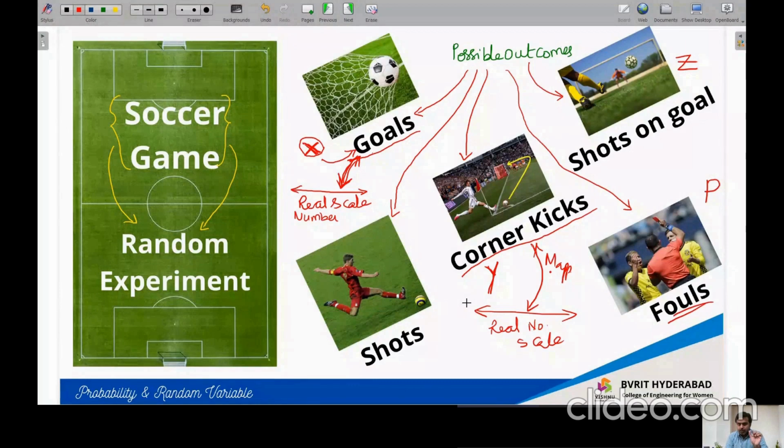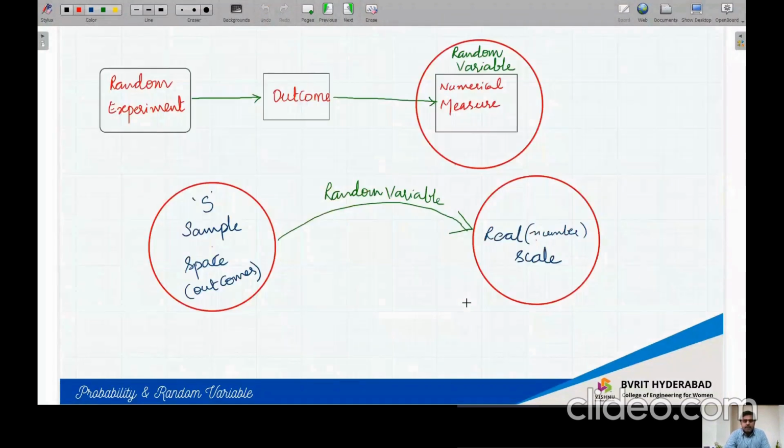Now, I hope you are clear with respect to random variable. Yes, sir. The only thing is, a random variable is going to map the outcomes onto a real number scale. So this is what I want to tell you. The random variable is going to perform mapping of the possible outcomes of this experiment onto your real number scale.